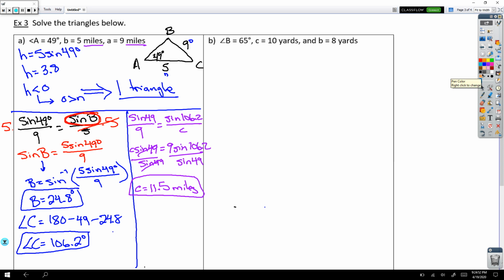Alright, let's move on to B. Let's set up our triangle here. Nothing going with A. Angle B is 65 degrees. Side B is 8. I don't know angle C, but I know side C is 10, so SSA again.